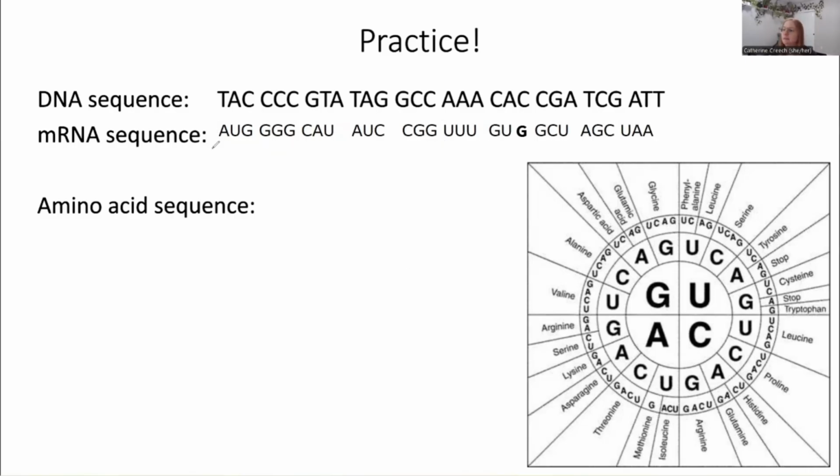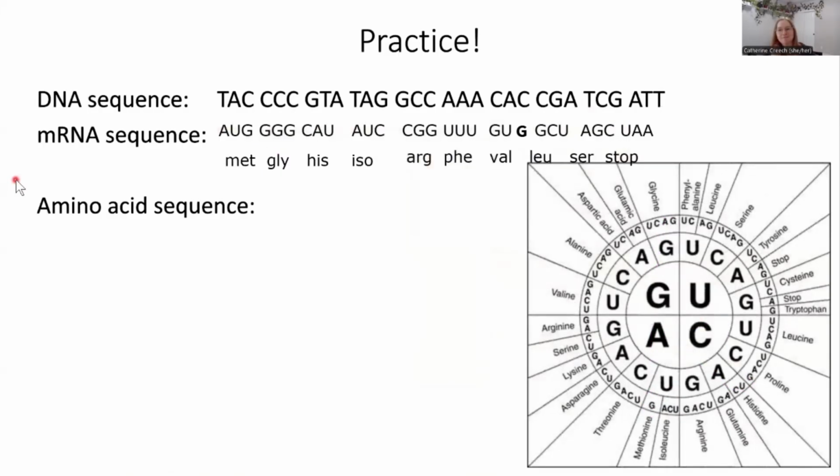Now let's translate this into amino acids. First one is methionine. It's going to be a start codon. AUG. There's met. The next one is GGG. That's going to be glycine. Then we have CAU. That's cysteine. All right, so those are the amino acids that are sequenced by this mRNA.